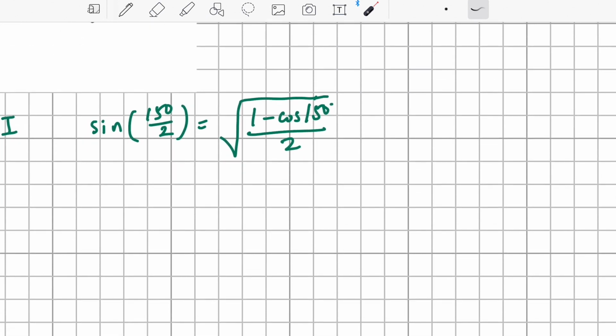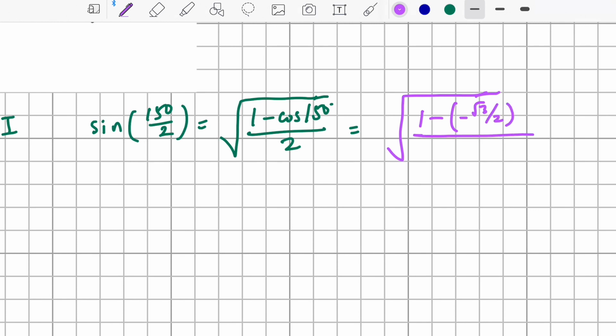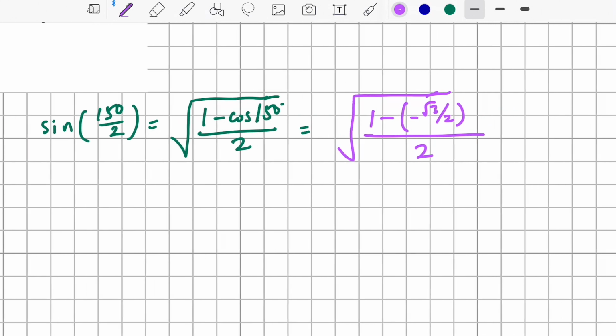So let's just evaluate. Now it's the square root of 1 minus the cosine of 150. The cosine of 150 is going to be negative square root of 3 over 2, because we are in quadrant 2, divided by 2.